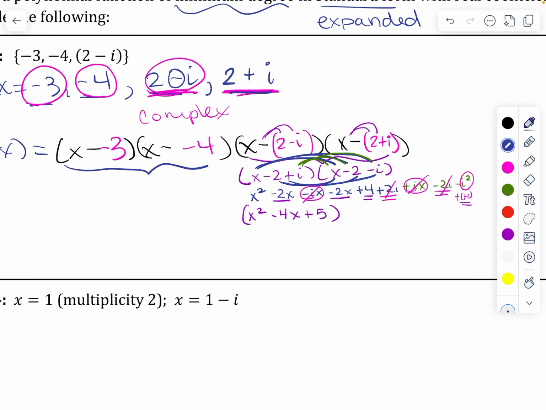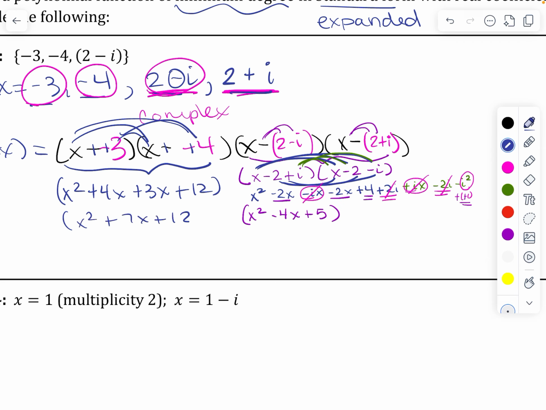Now let's go ahead and multiply these two. Remember, minus and negative becomes positive, so we end up with FOILing x squared plus 4x plus 3x plus 12. Simplify that, we get x squared plus 7x plus 12. Now we need to multiply one more time all of this together. So we're going to multiply these three terms times these three terms.